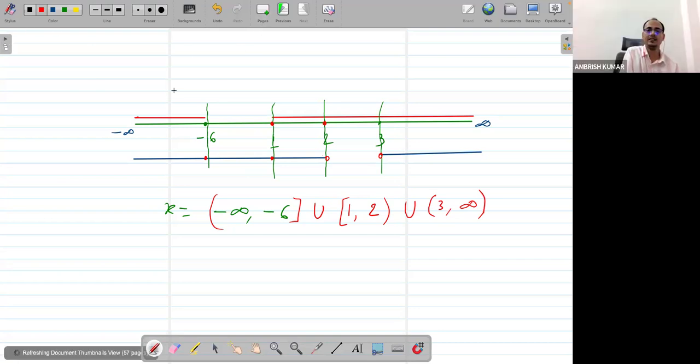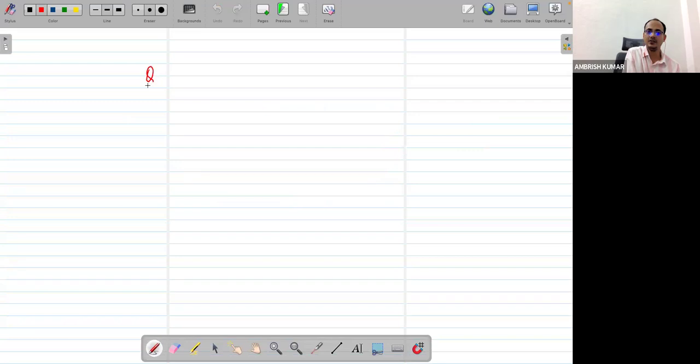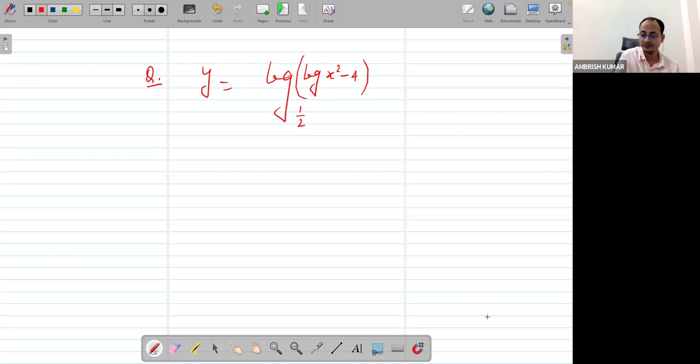That is the answer. Now see, we have a question. y equals log of 1 by 2 of log of x square minus 4. Can you try this question?